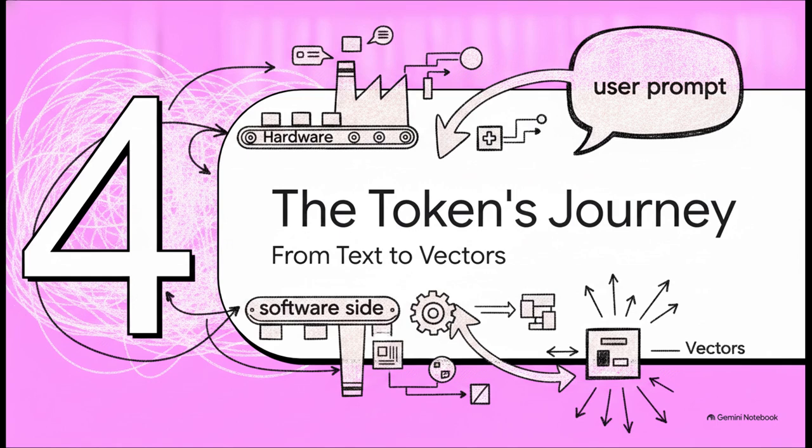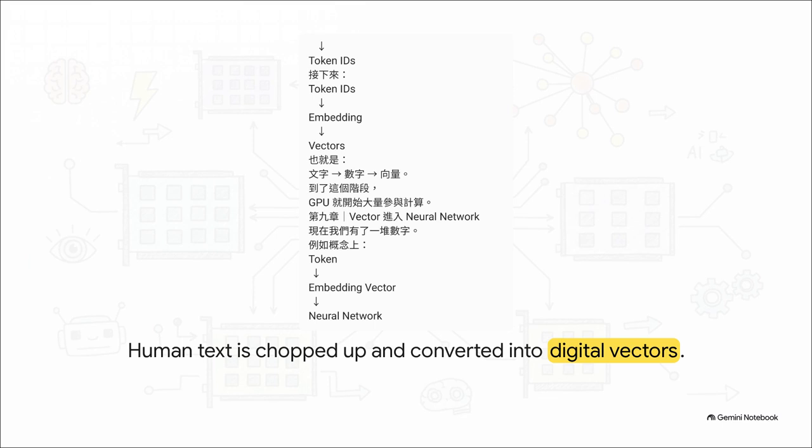Section 4, the token's journey, from text to vectors. When you ask an AI a question, the system absolutely does not send English text to the GPU. The GPU wouldn't have a clue what to do with words. Instead, the software first passes your text through a tokenizer, which essentially chops it up into smaller pieces. Then it converts those pieces into token IDs, which are just numbers, and finally embeds them into vectors.